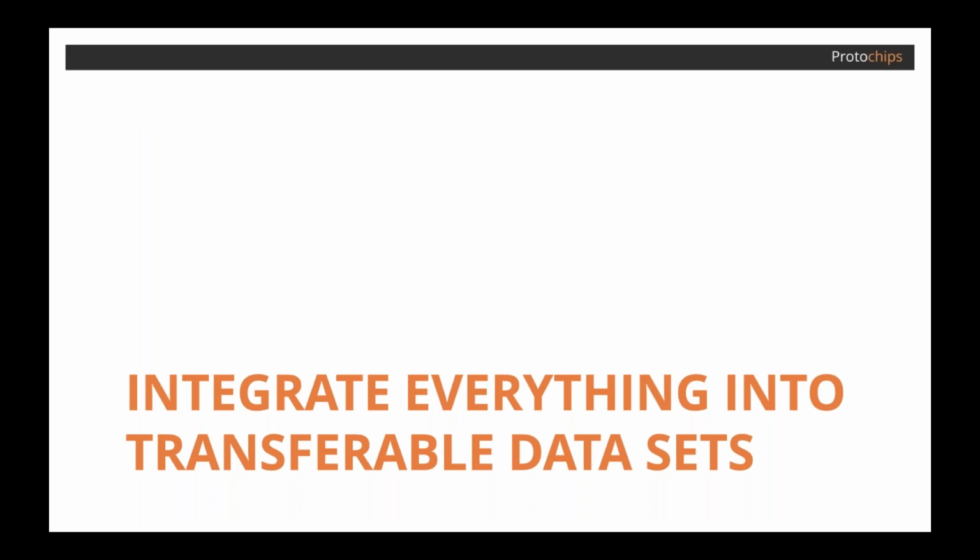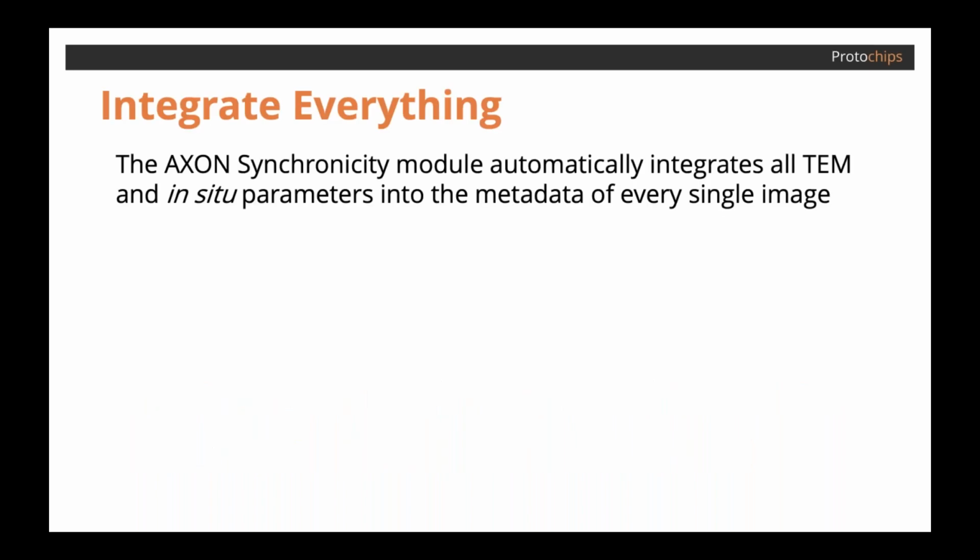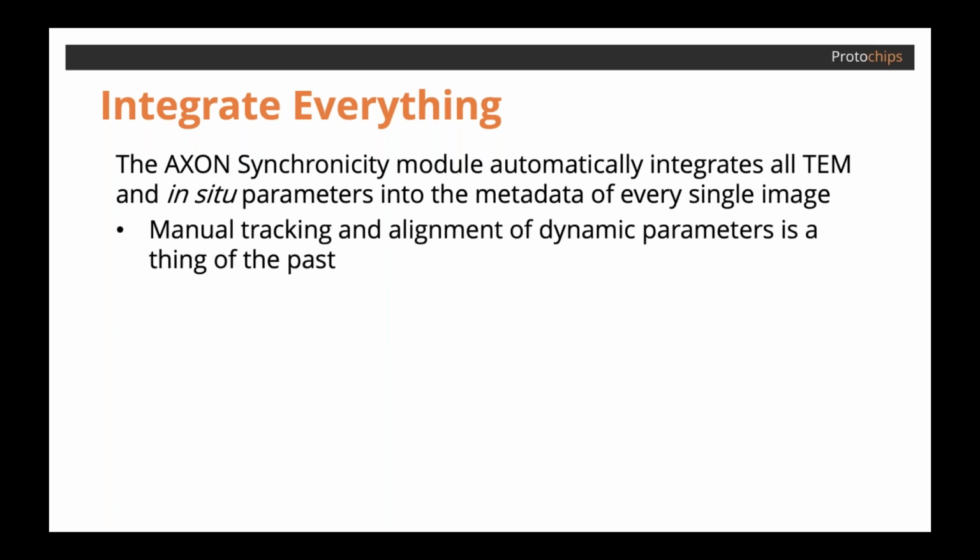So now that we are connected to the internet and we've got a way of sharing the live session in a consolidated fashion to the audience, how do you ensure all of those details don't get lost after the experiment is over? The AXON Synchronicity module automatically integrates all the TEM and in situ parameters into the metadata of every single image. All the overlays we were looking at, everything in those drop-down boxes, all of that is being integrated in the background in real time. So manual tracking and alignment of dynamic parameters is a thing of the past.